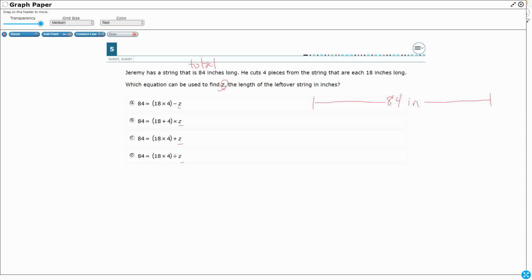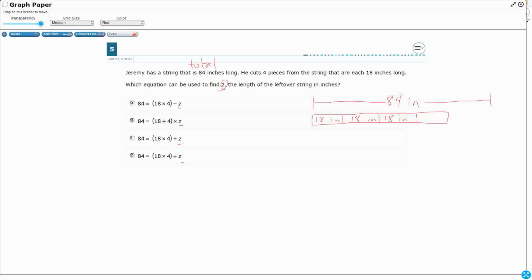He cut 4 pieces from the string that are 18 inches long. So I'm going to draw kind of a chunk like this. Then I'm going to cut it into fourths. So I cut the whole thing in half, cut each half in half, and I've got fourths. And I'm going to put 18 inches in each of these. So these are my 4 sets of 18 inches.